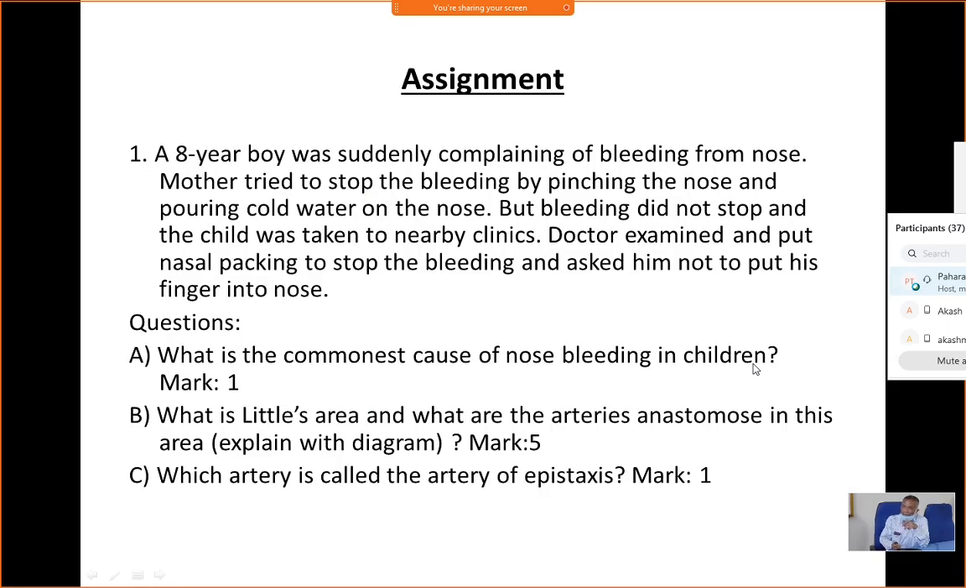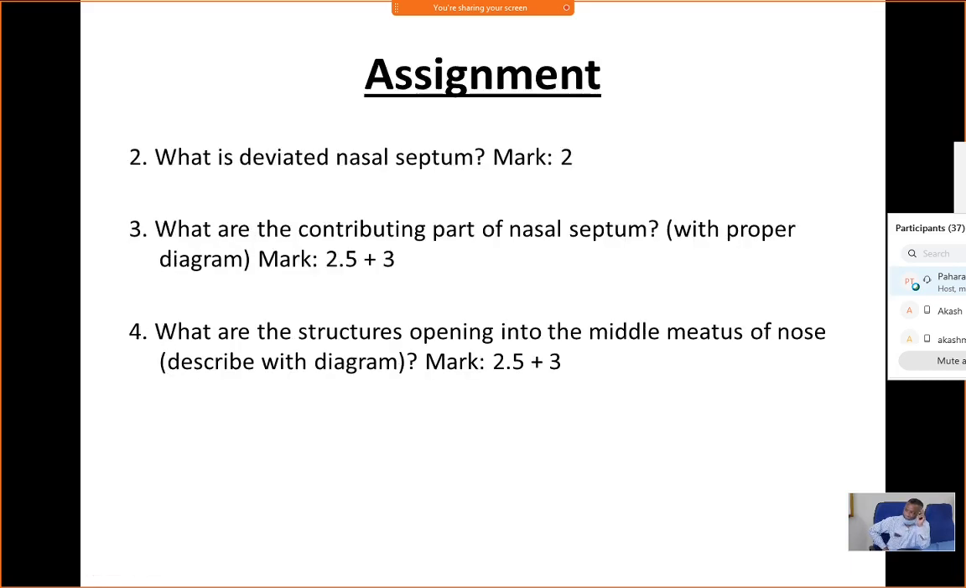Last, from the nose part I have given these questions. So as an assignment, you just take a click of this question. So this is one, this is another. So these are the questions. You have taken the click?